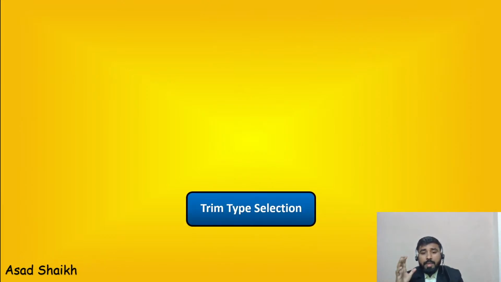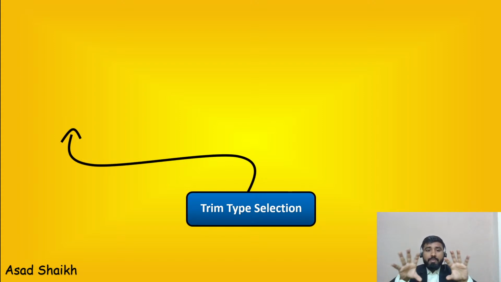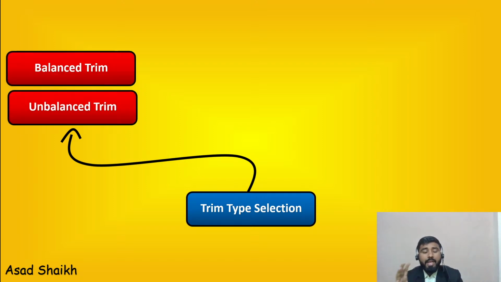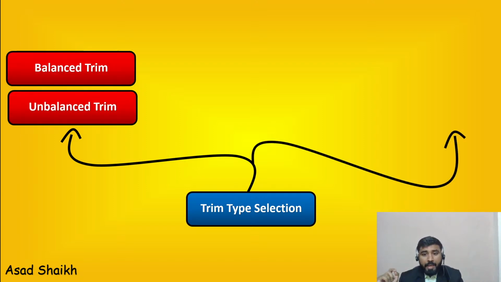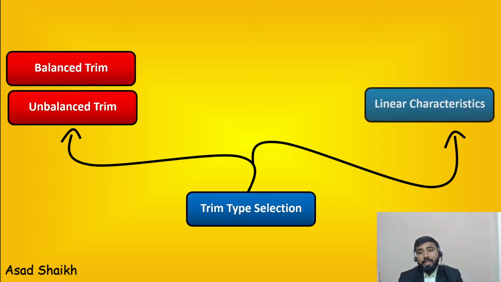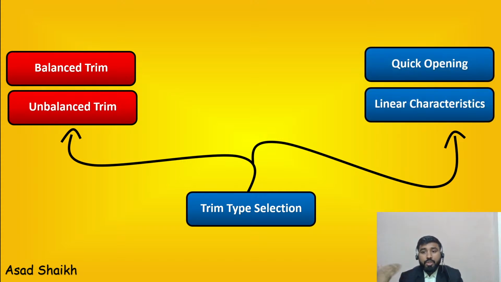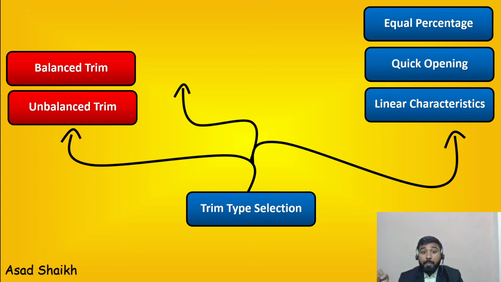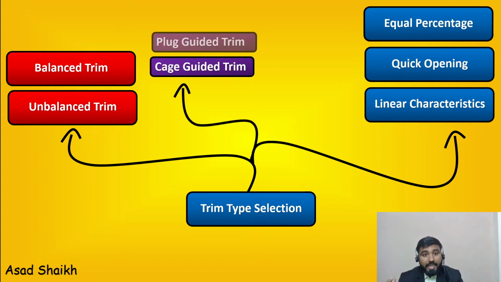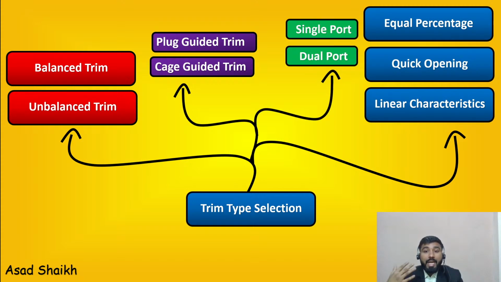So for trim type selection, first I would like to divide it into subcategories, and then we will explore them. The first category is unbalanced and balanced trim design. Then the second, on the opposite side of the spectrum, is where you have linear characteristics, quick opening and equal percentage. Then you have cage guided design and plug guided trim. And finally you have dual port and single port globe valves available. Now, can you tell me in comments which trim types you have usually used in your projects?